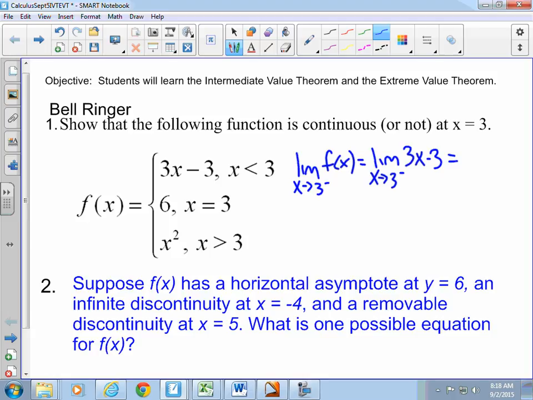So why did I go ahead and show this piece here? That's the equation I'm using for the left. So I let AP know that I know how to find the limit from the left. I use the left-hand piece of that function. I'm now going to find the limit from the right. I'm going to let AP know that I know how to do that. Those are not equal, right?